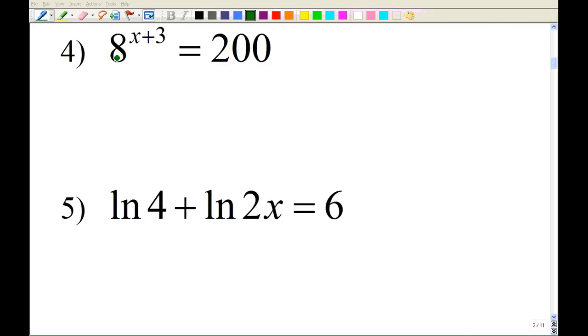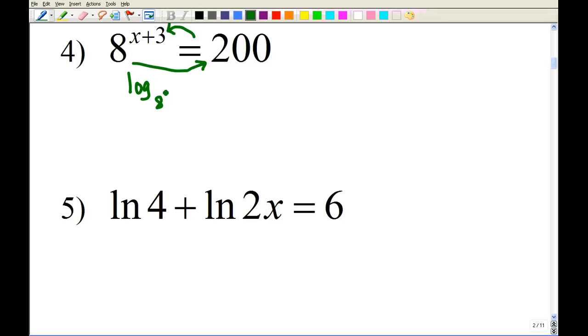Number 4, I've got 8 to the x plus 3 equals 200. I can't make these bases look the same. 200 is not a power of anything shared with 8, at least as far as I'm thinking of right now. So when I can't do anything else, try switching the form. So I will have log, my base is 8, so log base 8 of 200 equals x plus 3.